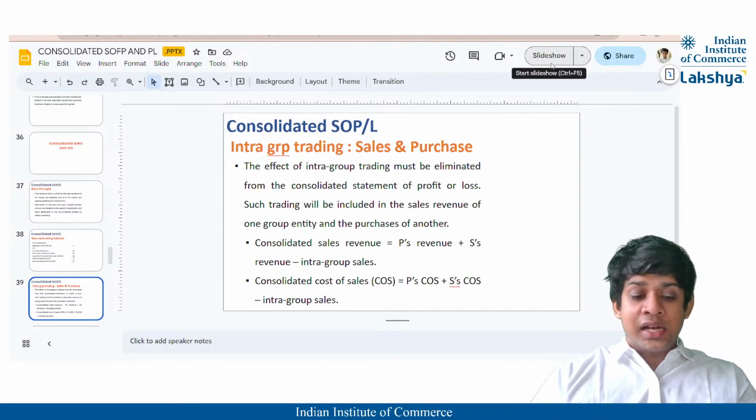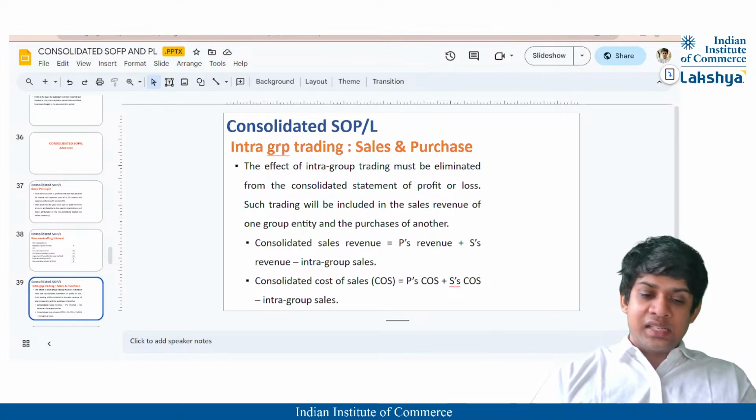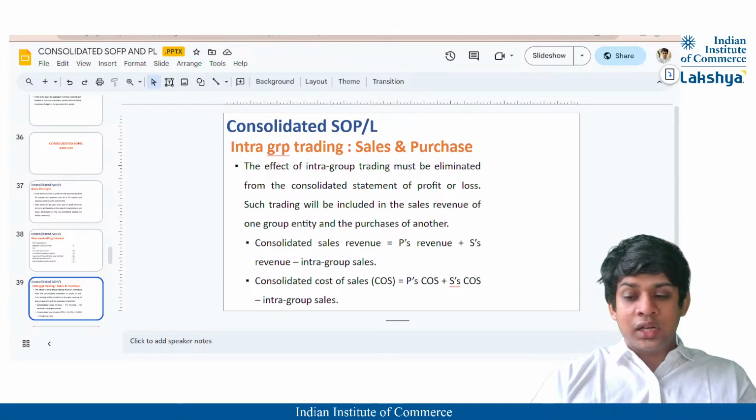Okay, now we'll understand intra-group sale and purchase. But before starting with intra-group sale and purchase and its effect on the consolidated statement of profit or loss, we'll just take a break of 10 minutes. Okay, guys, so we'll be returning in 10 minutes. I hope till here it was clear to everyone. If in case any doubts, you can just directly ask me on the live streaming.